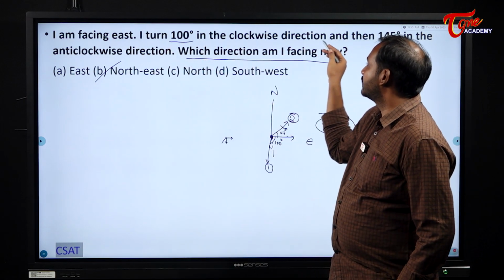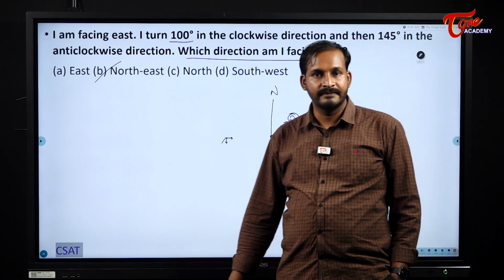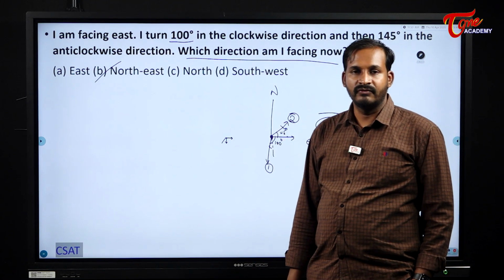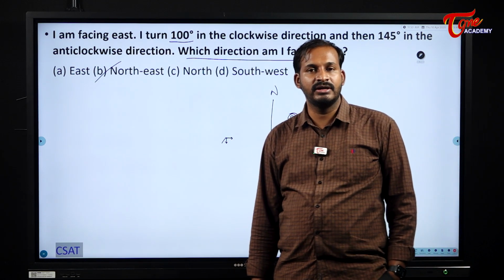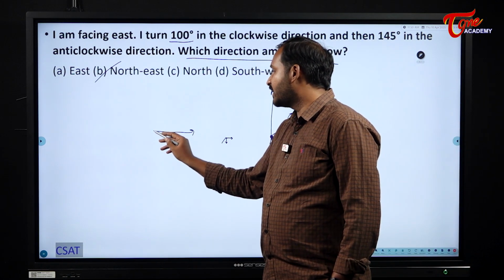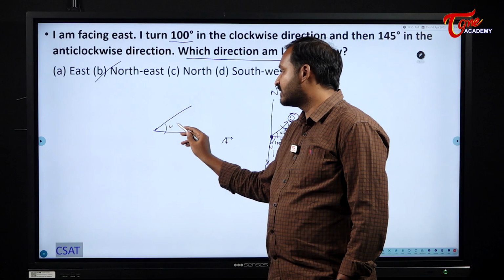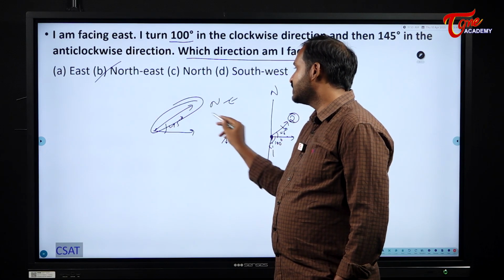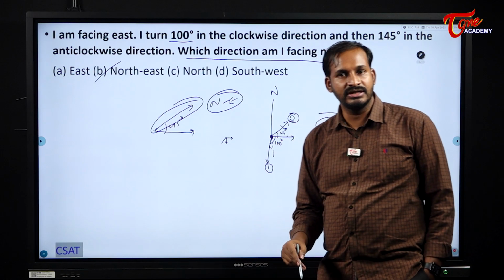Or else the other simple method is to cancel the clockwise sum against the anti-clockwise sum. Clockwise 110, anti-clockwise 145, right? So when you cancel it, overall I will travel only 35 degrees in anti-clockwise direction. My position is this one. From here anti-clockwise 35 degrees means I will come to this position. Which direction is it? Northeast. This is northeast direction. Understood, students?